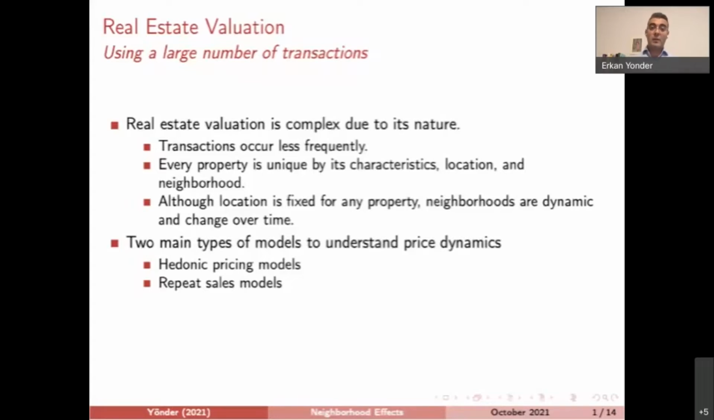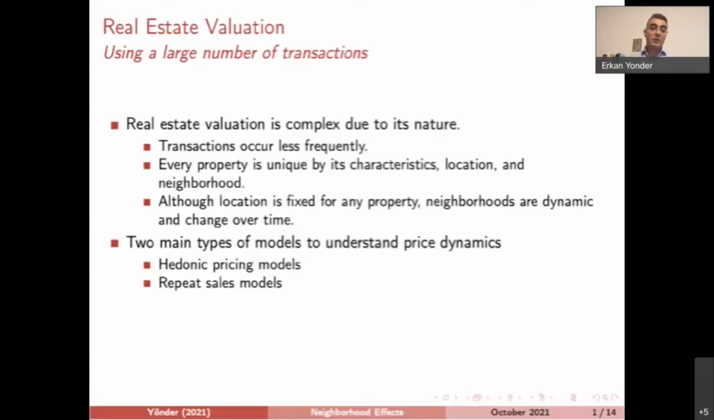If you look at the models that are most commonly used in this area, we can talk about two types of models to understand real estate asset price dynamics. One is the hedonic pricing model, and the other is the repeat sales model. I'm not going into the technical aspects, but just to give you a sense of these models. For instance, in the hedonic pricing model, we have the characteristics of the assets, and we try to calculate the value added of each characteristic. So we try to calculate the price impact of each characteristic on the asset value.